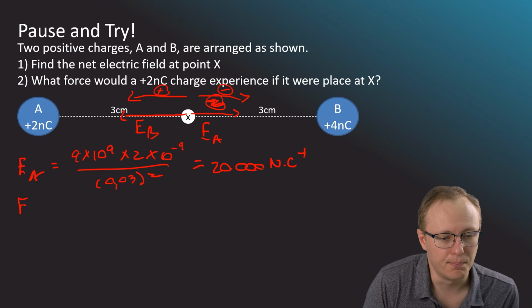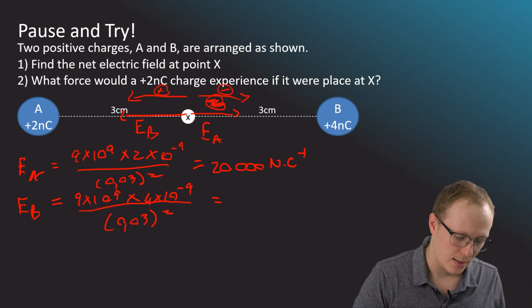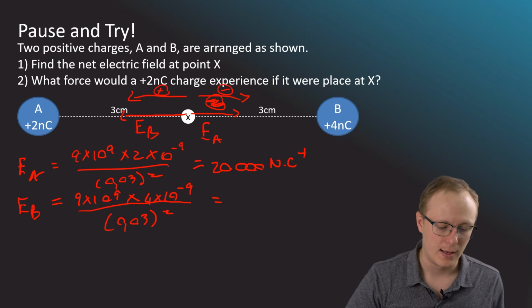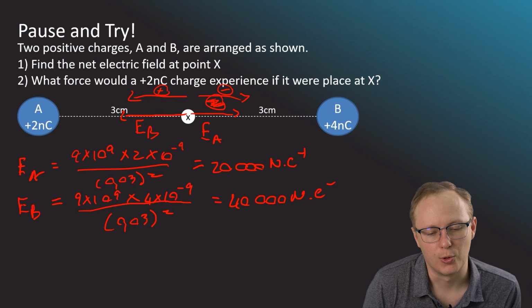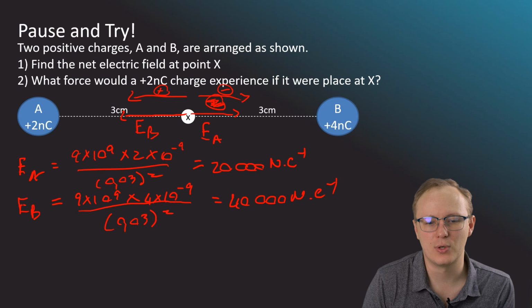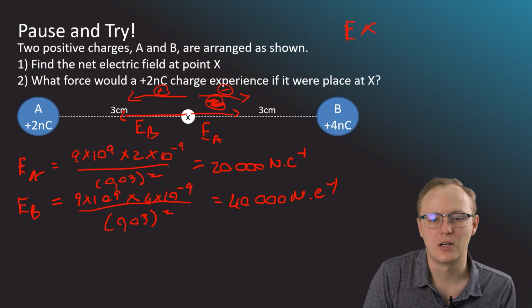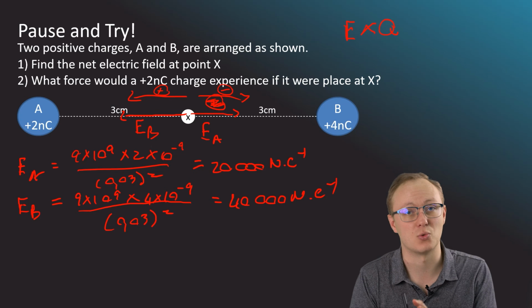Right, and then the E for B is going to be very similar, 9 times 10 to the 9 times 4 now, times 10 to the negative 9, and that's also 3 centimeters away. So this is still over 0.03 squared. Okay, so now I'm just going to go to what I've already got in my calculator and change the 2 to a 4. And when I do that, I now get an answer of 40,000 newtons per coulomb. Okay, and we're not surprised that 40,000 is double 20,000, because if we relate the two fields to each other, we see that for B, we just doubled the charge, and we know that E is directly proportional to the charge that's creating the field. So if we doubled the charge, then at the same point 3 centimeters away, we're going to have double the field strength.